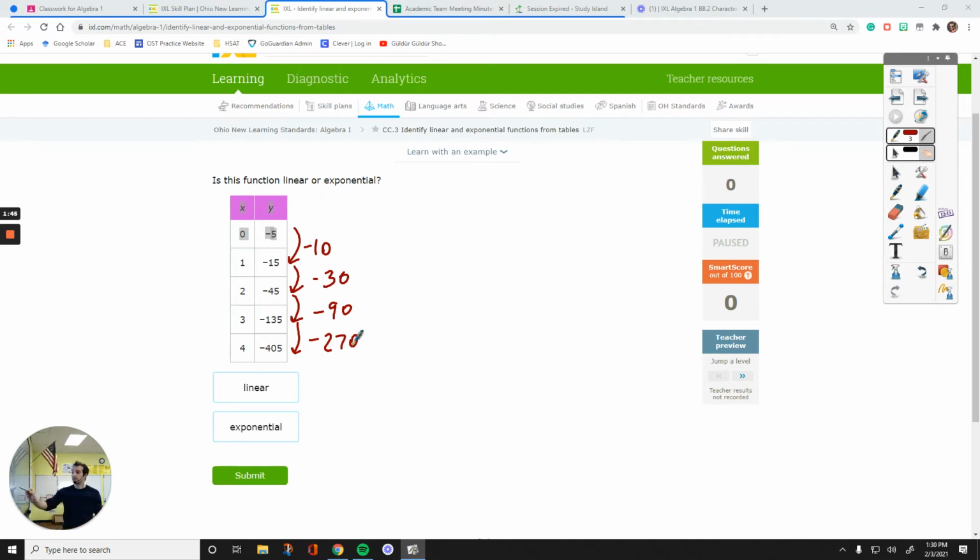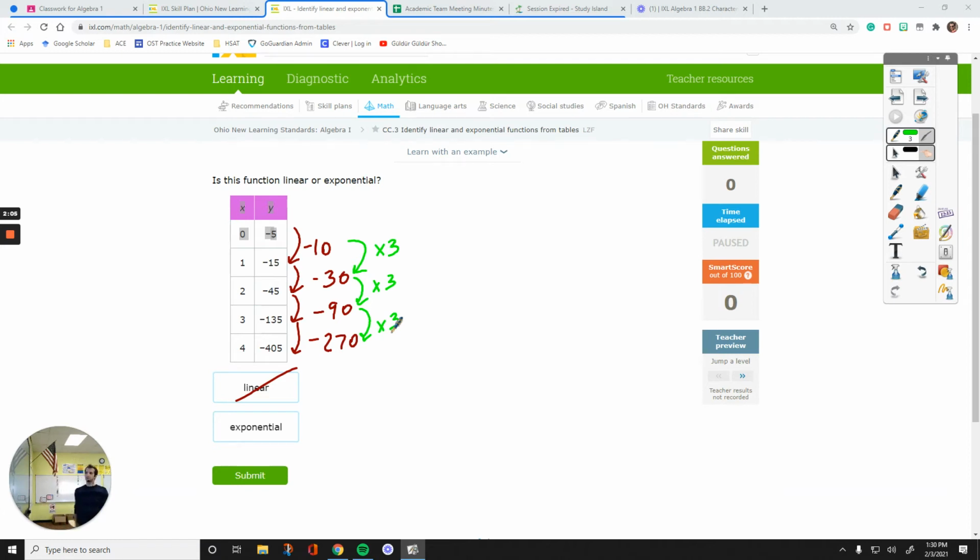Basically this is not linear. If it's not linear, there's only one option. It is going to be exponential, but let's explain why. It's because there is a multiplication relationship between them. If you multiply that 10 by 3, you get the second number, and so on.